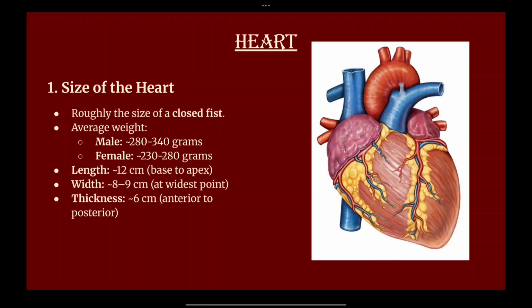Heart. So the first topic is heart size, location, and the position of the heart, followed by the chambers and the rest of the topics, which will be dealt with in this video. Here we'll see what is the size of the heart first.